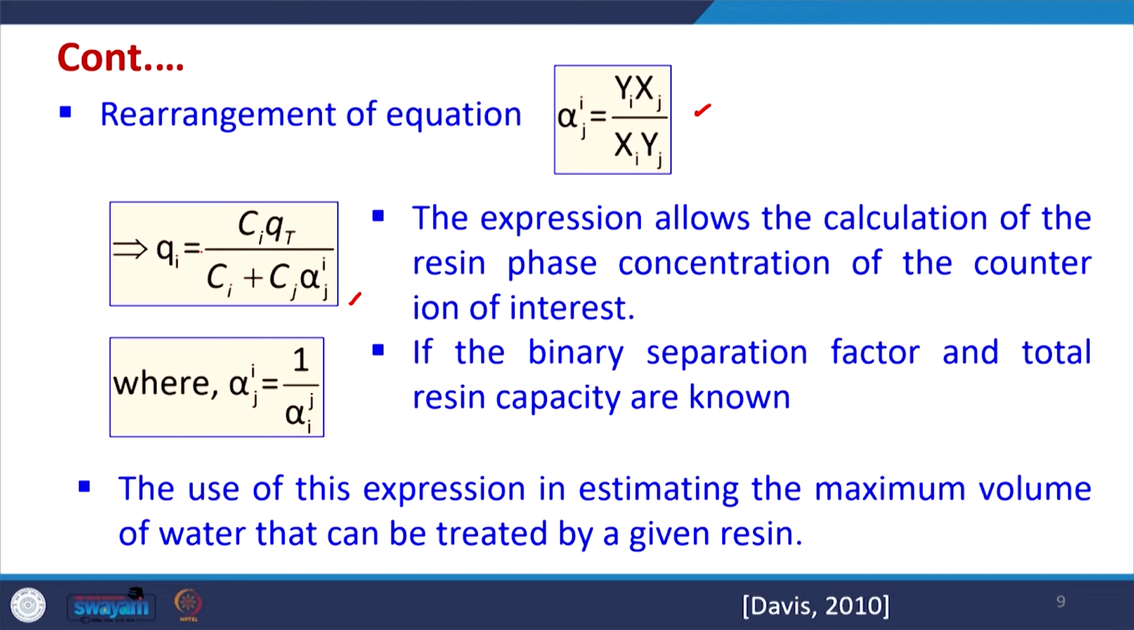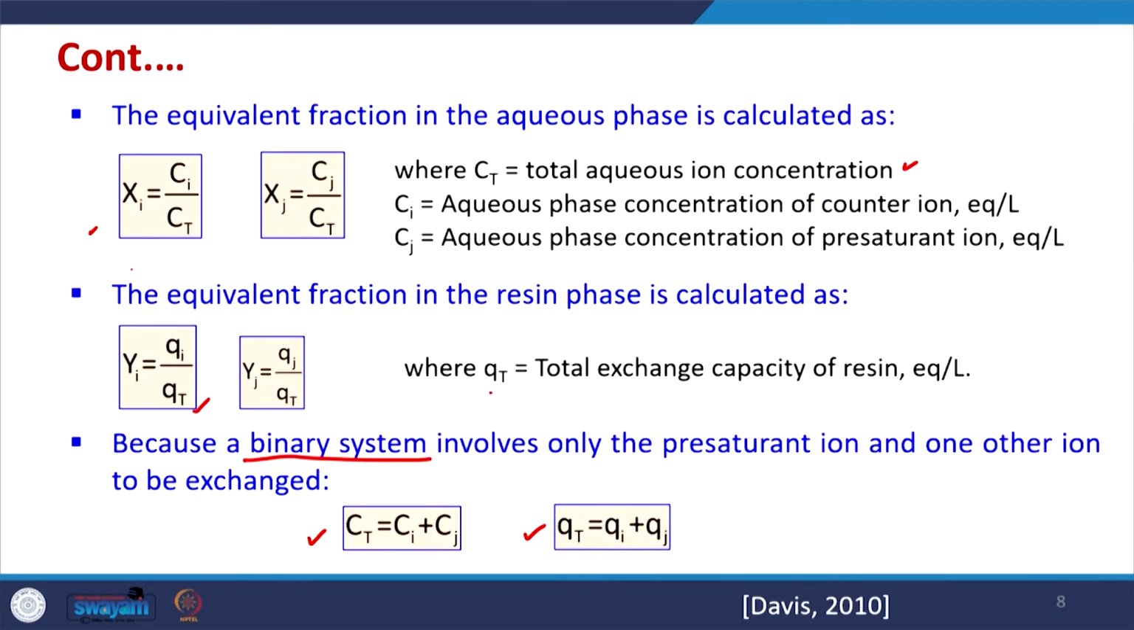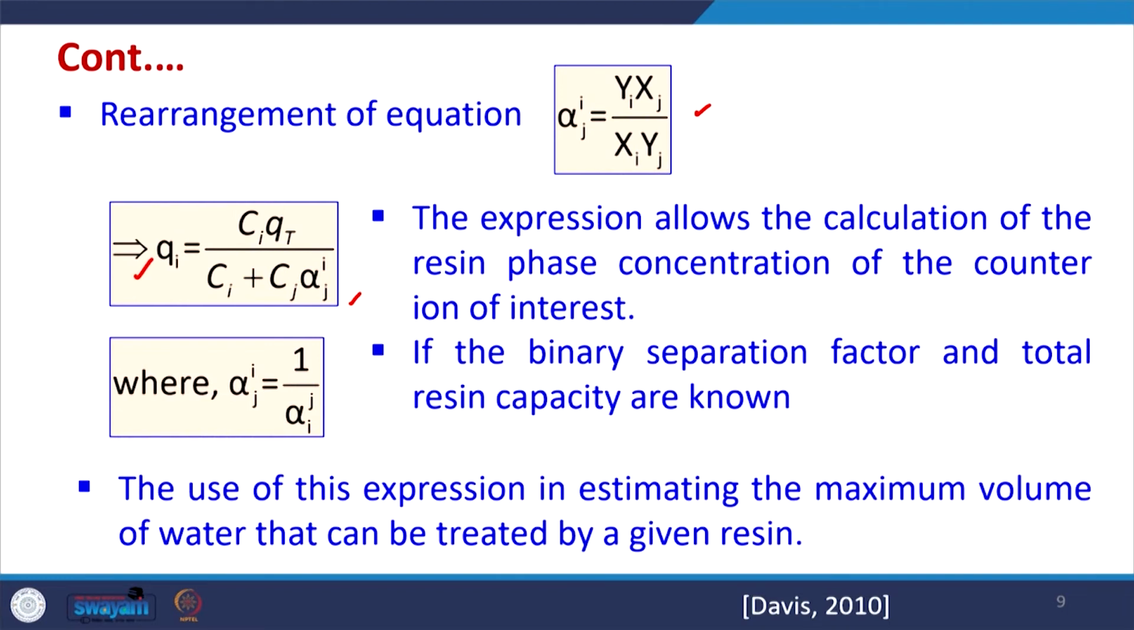So, what we have done is manipulate the equation a little bit and write it in terms of Q I, that is, the capacity of the resin with respect to the ith ion. In this expression the alpha ij has come in, and we can use it to calculate the resin phase concentration of the counter ion of interest.